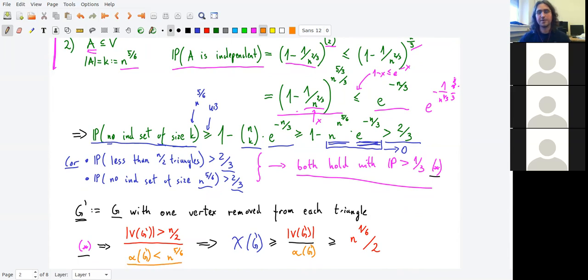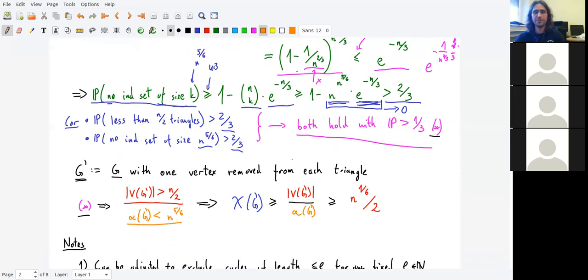but the independence number of the graph, the maximum size of an independent set, alpha of G prime, will still be smaller than n to 5 over 6, right? Because in the whole graph G, there were no larger independent sets. So in this subgraph in particular, there are no large independent sets. Okay, but if I have a graph with a large number of vertices, but only small independent sets, then the chromatic number must be large, because the chromatic number is at least the total number of vertices divided by the largest size of an independent set, because a chromatic number is a partition into independent sets. I need at least as many colors as the number of vertices divided by the largest size of an independent set, right? And now this is n over 2, linear in n, while alpha is like n to 5 over 6. So we see that the chromatic number is at least n to 1 over 6 divided by 2.